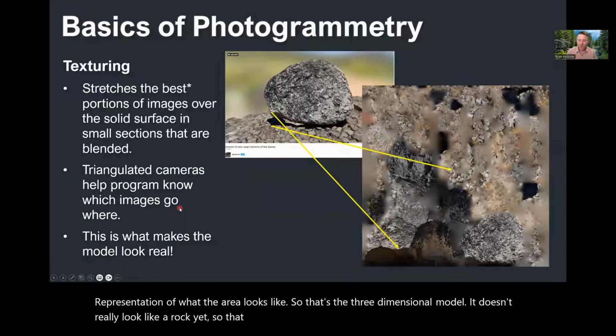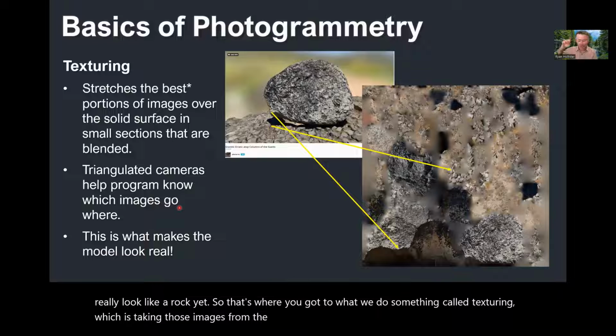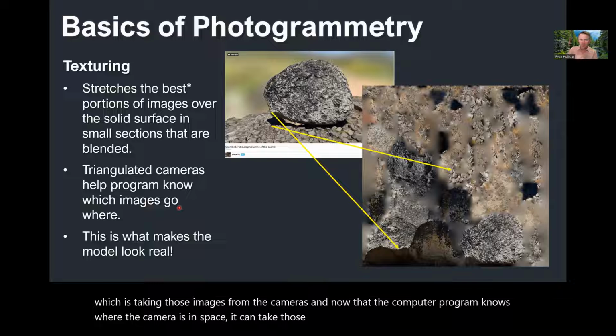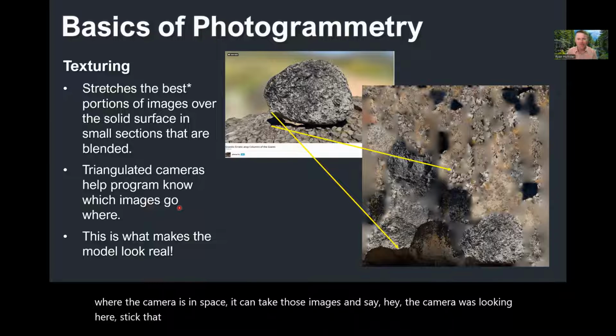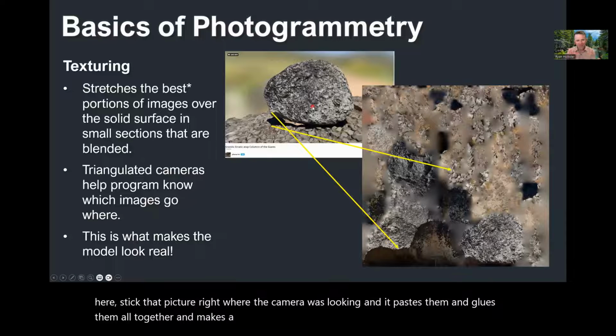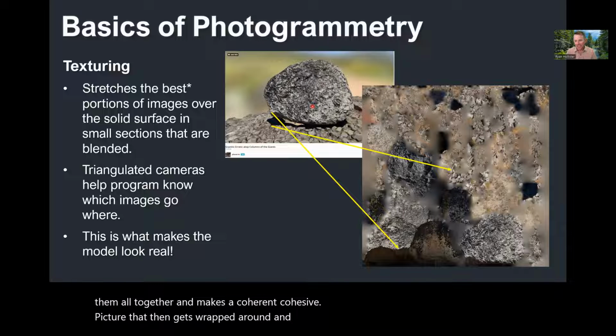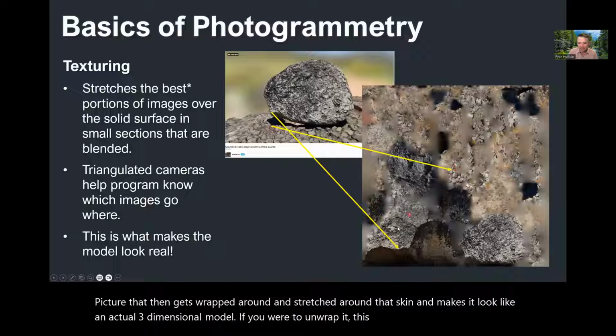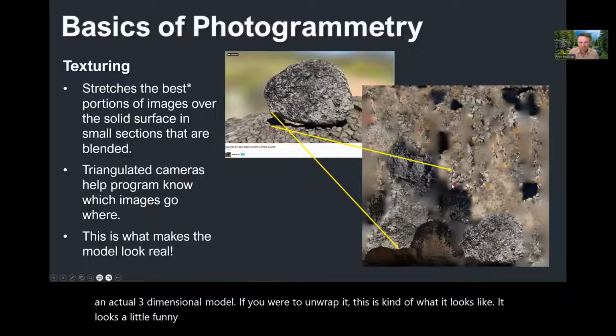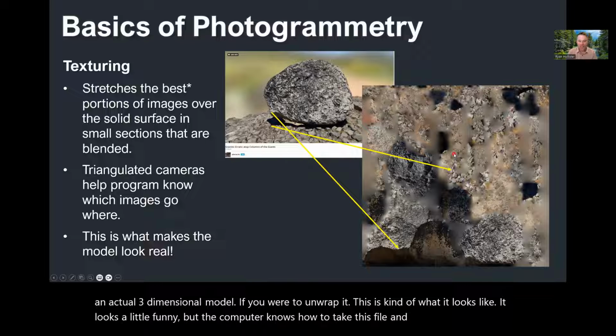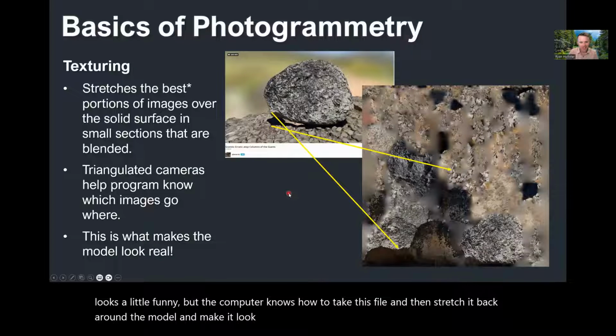So that's where we do something called texturing, which is taking those images from the cameras. And now that the computer program knows where the camera is in space, it can take those images and say, hey, the camera was looking here, stick that picture right where the camera was looking, and it pastes them and glues them all together and makes a coherent, cohesive picture that then gets wrapped around and stretched around that skin and makes it look like an actual three-dimensional model. If you were to unwrap it, this is kind of what it looks like. It looks a little funny, but the computer knows how to take this file and then stretch it back around the model and make it look exactly like the rock.